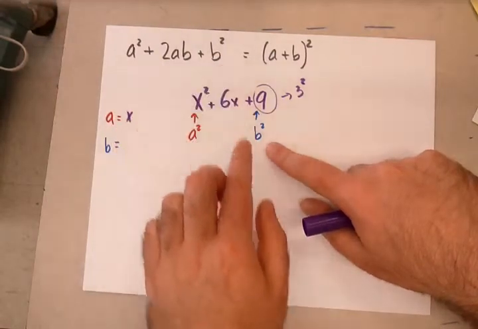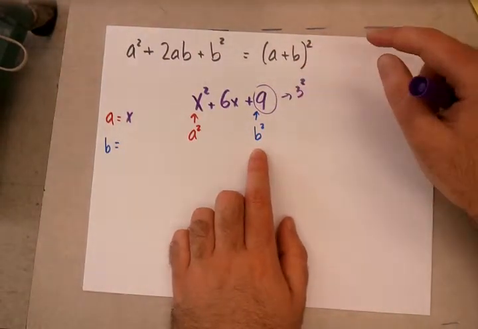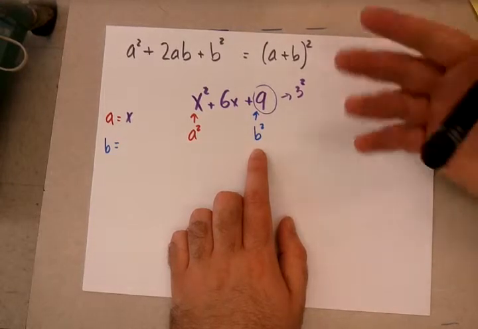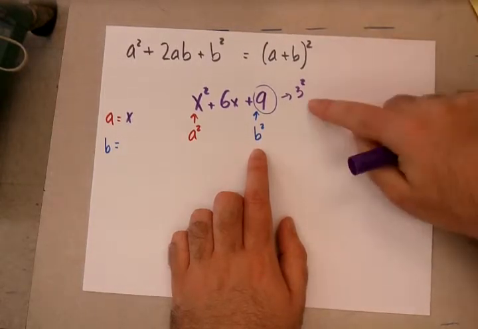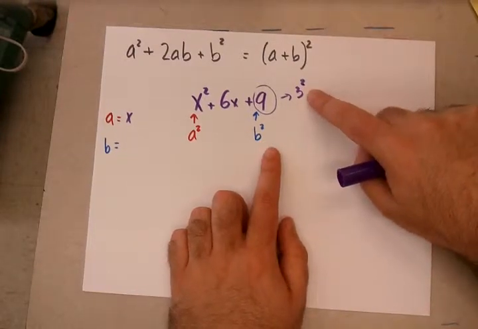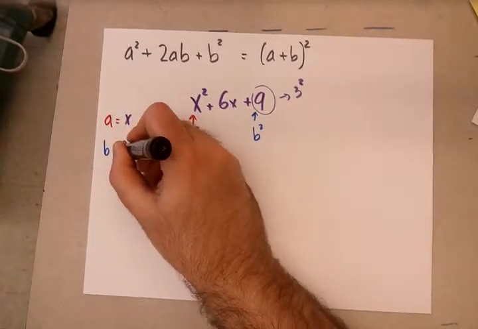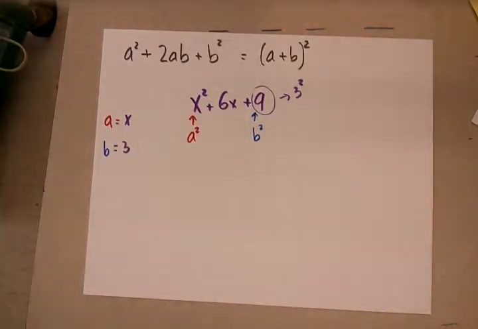Same thing for the B. The B squared is in this position, so the B squared should correspond to the 9 over here. Well, the 9 doesn't look like it's a power of 2 value, but you can write the 9 as 3 squared, which then makes more sense. So the B is just a 3. Alright, terrific. So now we have our A and we have our B.